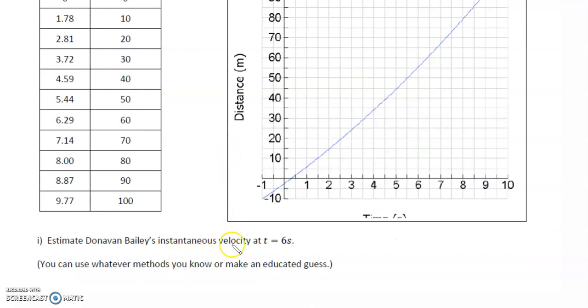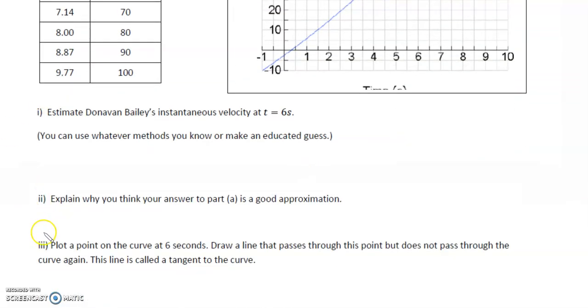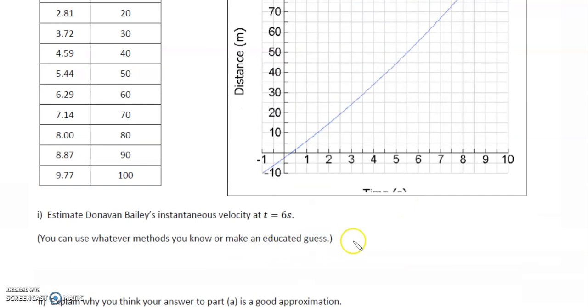Estimate Donovan Bailey's instantaneous velocity at 6 seconds. So I'm going to blend number 1 and number 3. Plot a point on the curve at 6 seconds. So if we take a look at 6 seconds, and I'm sorry, this cut off, this is time in seconds. If we follow all the way up, we are about here. In other words, we are approximately at 55 meters. So in 6 seconds, he has run 55 meters.